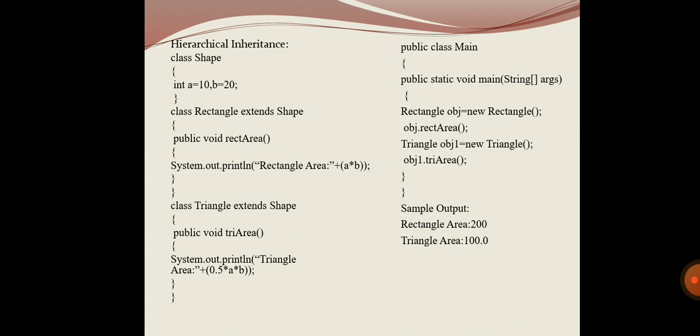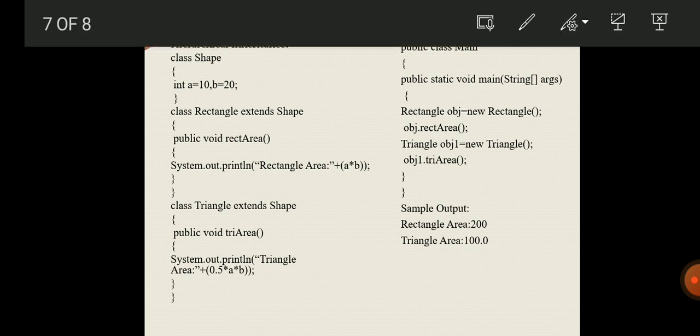See here the example, class shape, where we are initializing the values, then rectangle extends shape. This much is already related to single inheritance. Then next, class triangle extends shape. So shape has two subclasses, rectangle as well as triangle. The shape is inherited by triangle and rectangle.